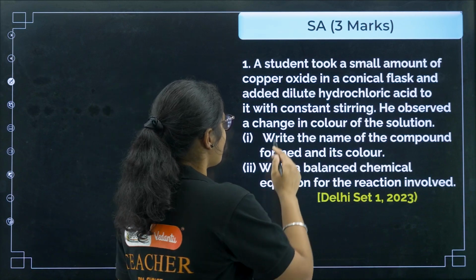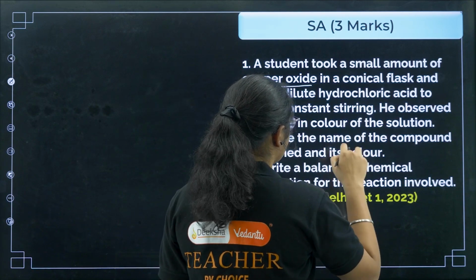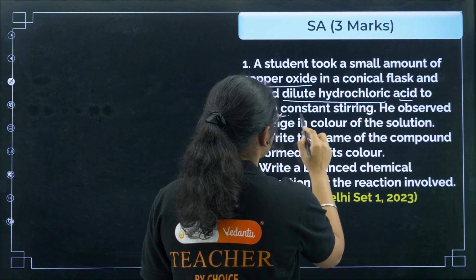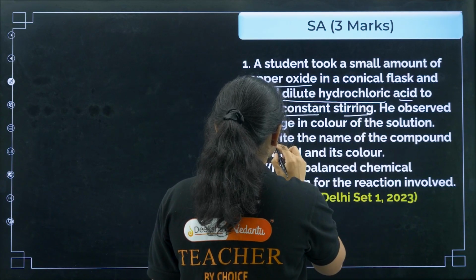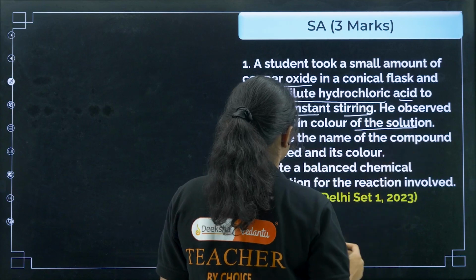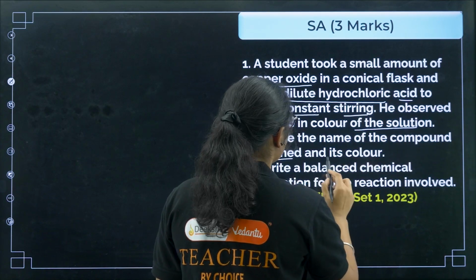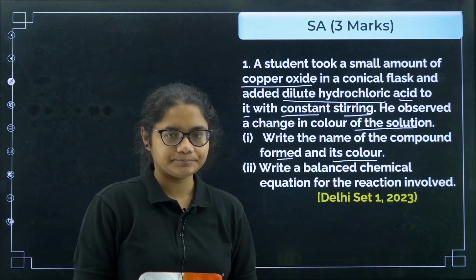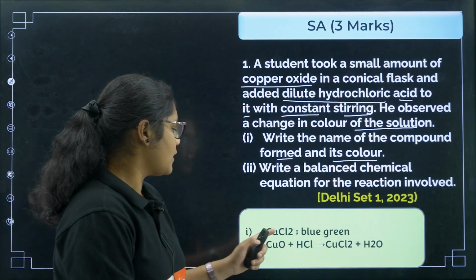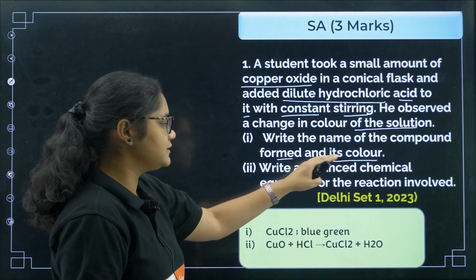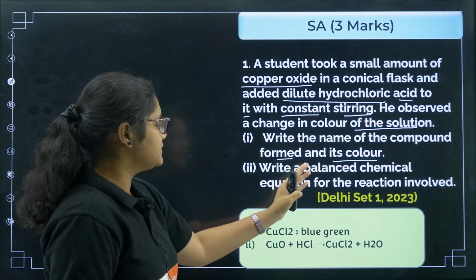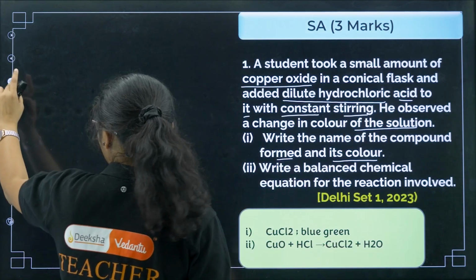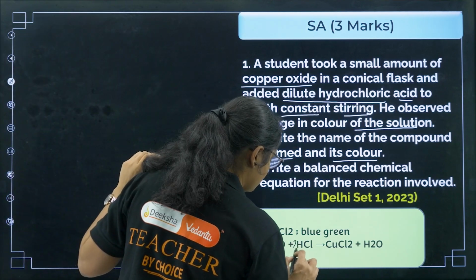A student took a small amount of copper oxide in a conical flask and added dilute hydrochloric acid to it with constant stirring. He observed the change in color of the solution. Write the name of the compound formed and its color. So copper oxide plus HCl will give you copper chloride, and the color is blue-green. Write the balanced equation for the reaction. CuO plus HCl will give you CuCl2 plus H2O, and then to balance it you write 2HCl.